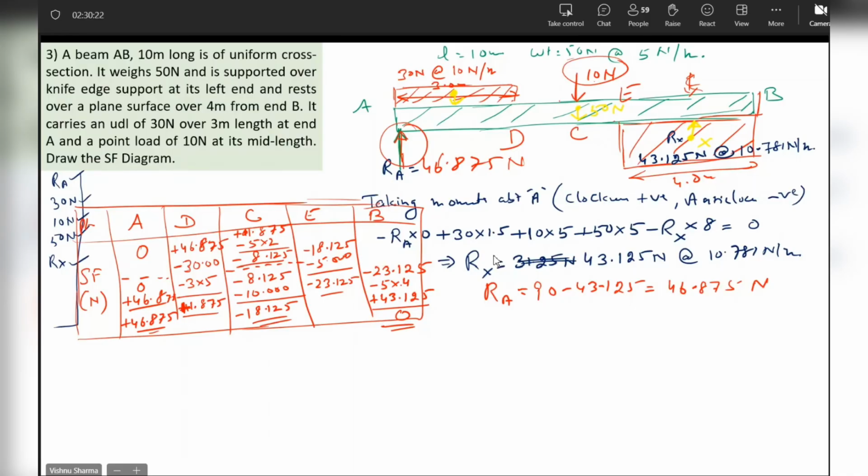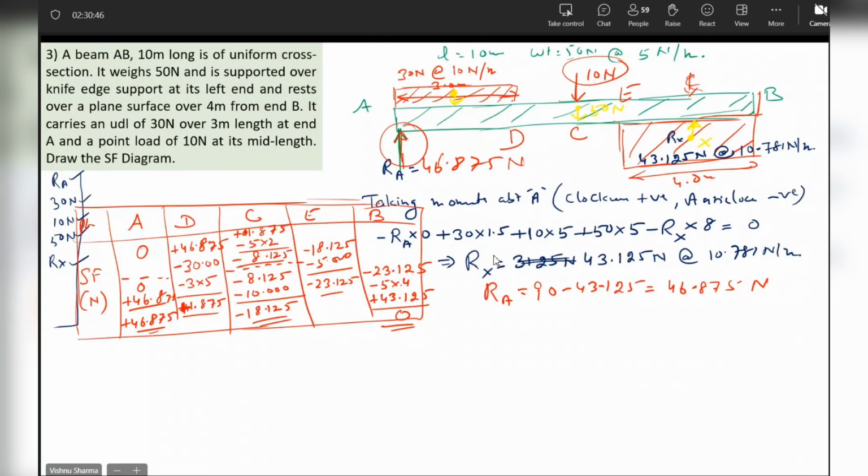Beta, if you've gone from E to B, the entire reaction has come. Now look at it that way, rather than asking that in this question it is not required. From E to B, is the full reaction coming into picture? What is the full reaction at the right side? 43.125. Correct? So tell yourself like this. Any more questions, guys?